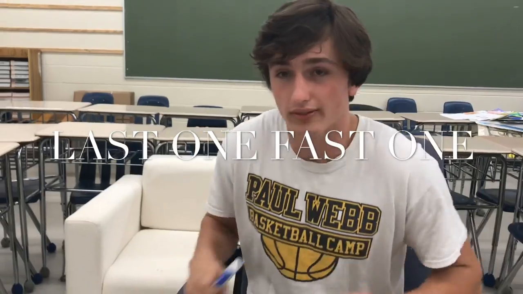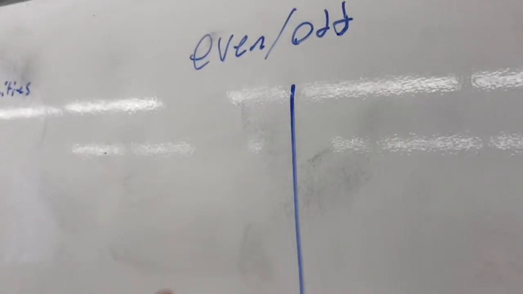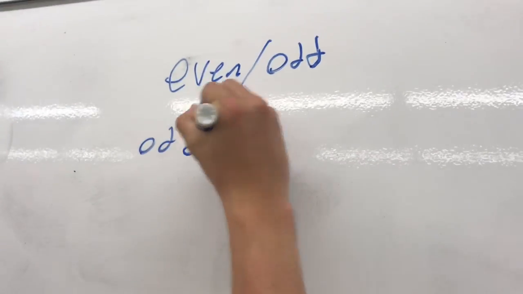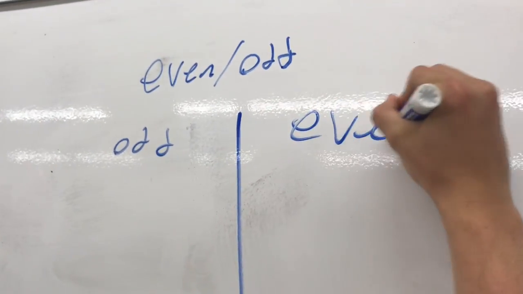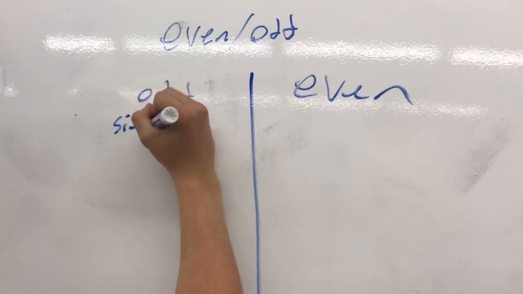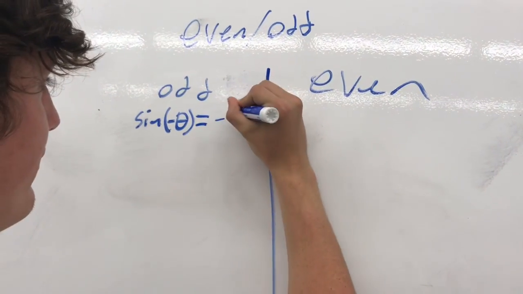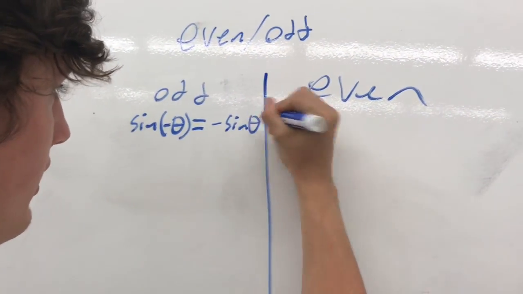All right, guys, last one, fast one. We got your even and odd identities. Memorize these. Make a line down the middle. We got one odd column and one even column. So we're going to start off with sine of negative theta equals negative sine of theta.